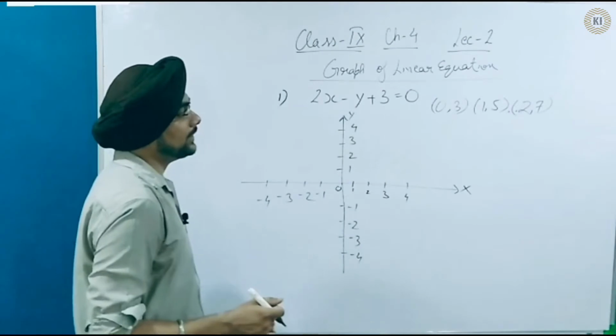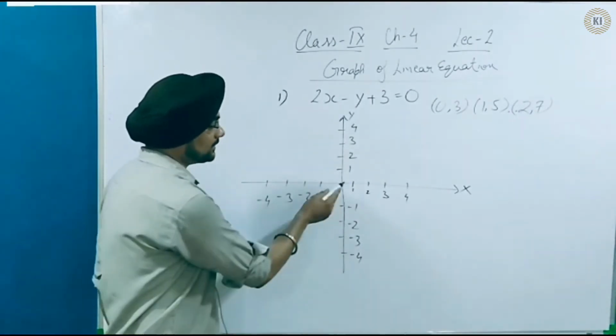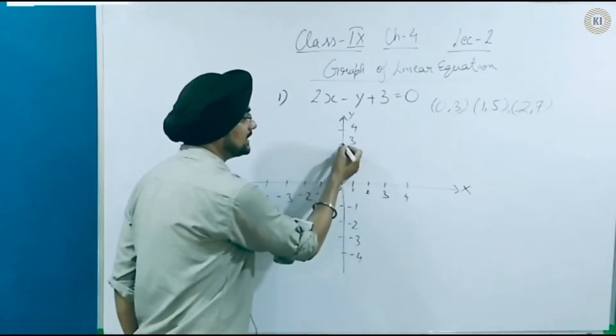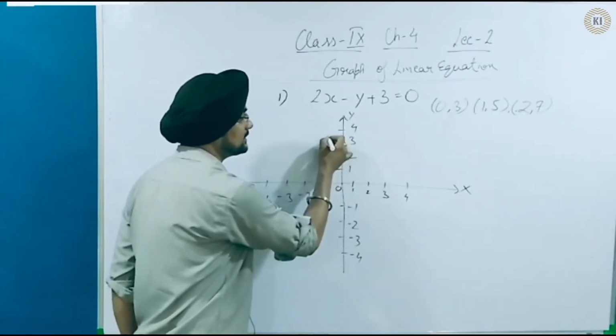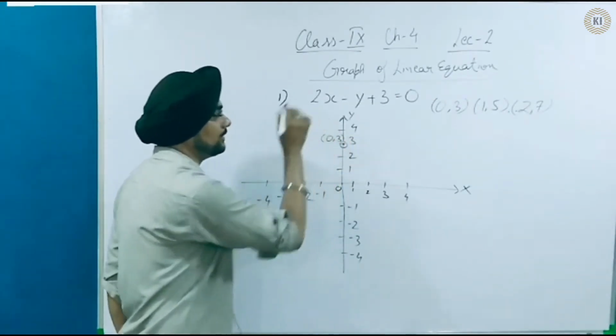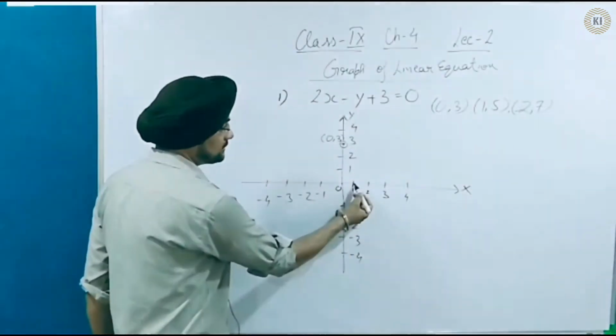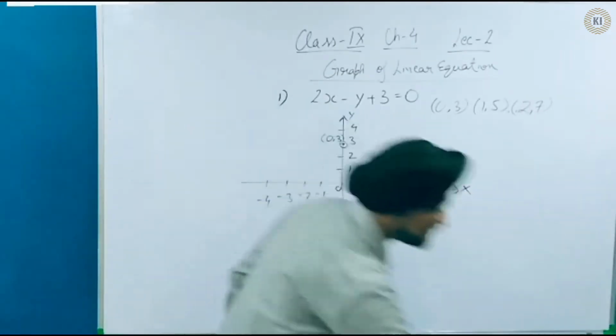So the first point is (0, 3). Where will it lie? 0 of x and 3 of y, so it will lie on the y-axis. This point is (0, 3). The next point is (1, 5). So this value is 1, and 5 will lie upward on the y-axis.